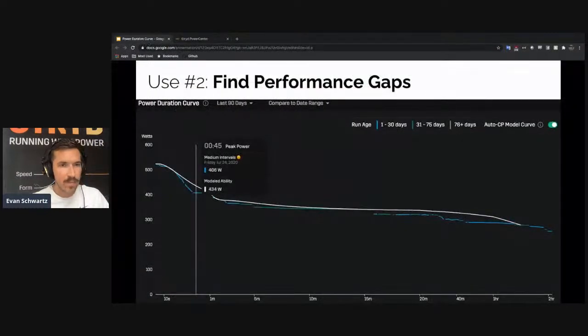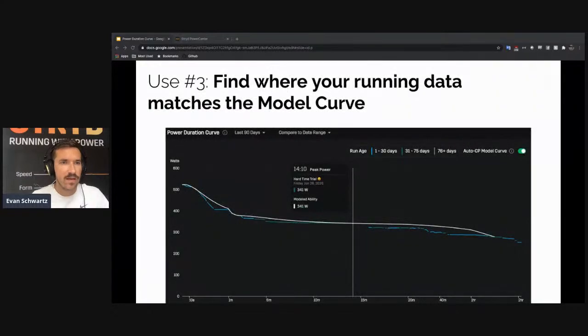So hopping back in here, the next use is finding where your run data matches the modeled curve. And this is important to know for a couple reasons. One, it shows you that you're meeting the projections, but it also shows you might have an area where you can improve. If I were to go out and try to run a 14-minute and 20-second time trial, my goal based on my data and my modeled curve might be about 345 watts.